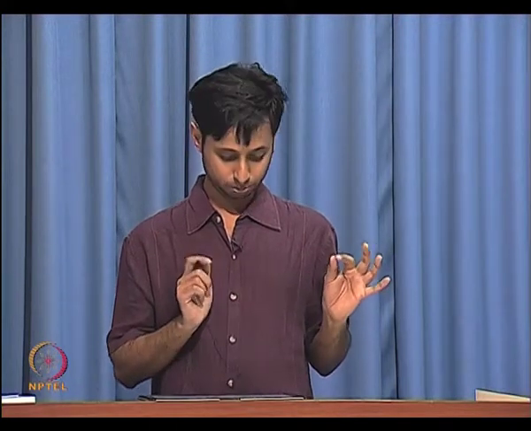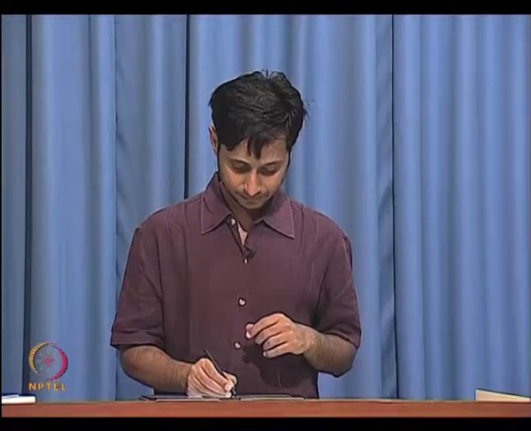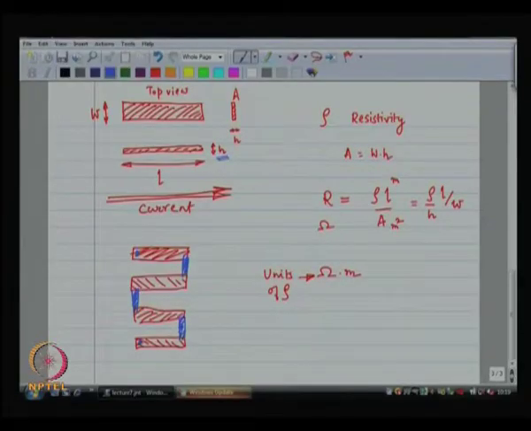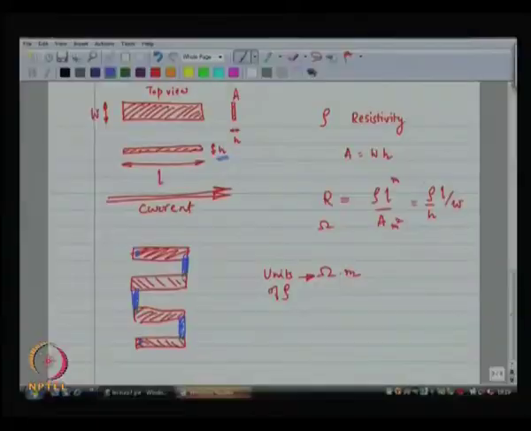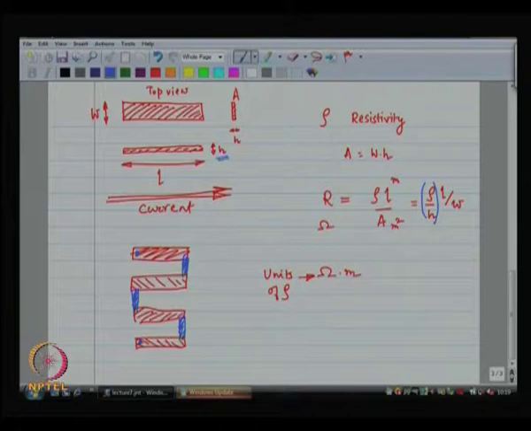Now, typically the height, this height, is defined in the process technology. You have no control over the height. The foundry decides what the height is going to be. So, when that is the case, the foundry does not really give you rho, it gives you rho by h, because the height is defined by the foundry. So, what are the units of rho by h?